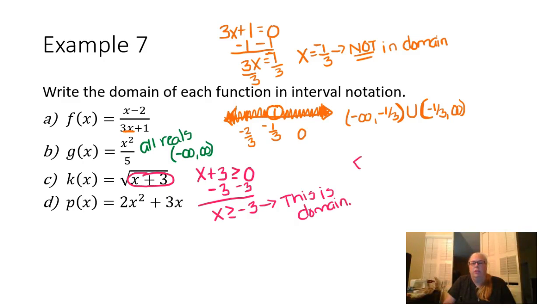If we want to look at a picture of this, we've got negative 3. Smaller than negative 3 is negative 4. Bigger than negative 3 is negative 2. We'll have a closed circle at negative 3. And then everything greater than that is going to be to the right. So interval notation for part C is going to go from bracket negative 3 to positive infinity with a parenthesis.